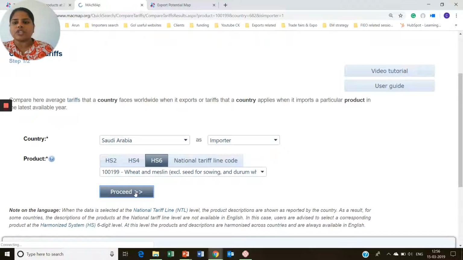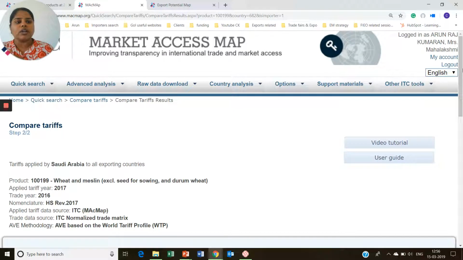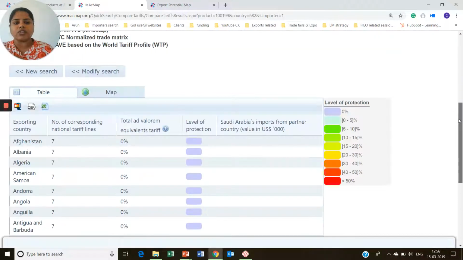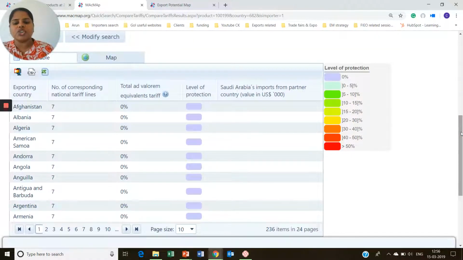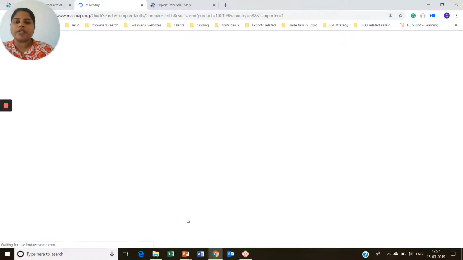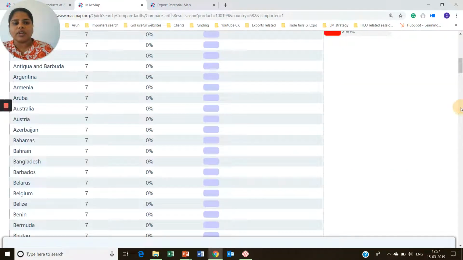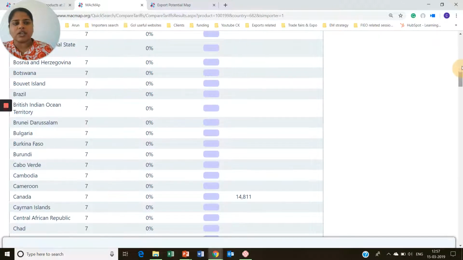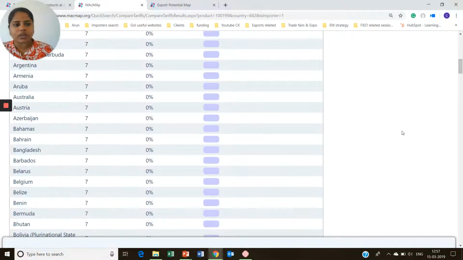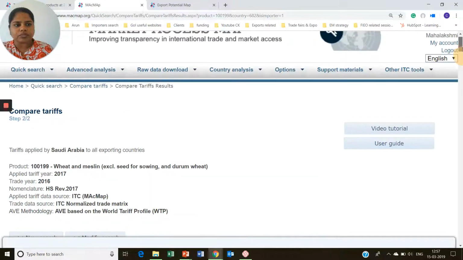When I click on proceed, it will come up with the tariff for different countries and also different types of tariffs. There is GSP. There is a preference for LDC, that is least developed countries, and developing countries. So you should understand which category your country comes under. I'm choosing 500 because there are more than 200 markets for export business. So when we click on 500, it will show up different countries.